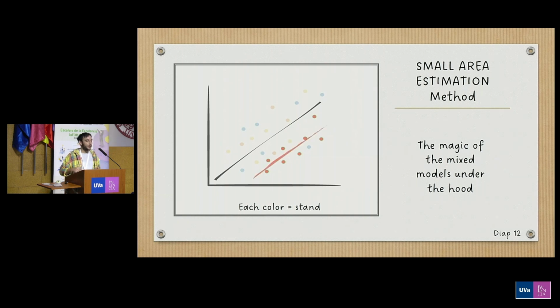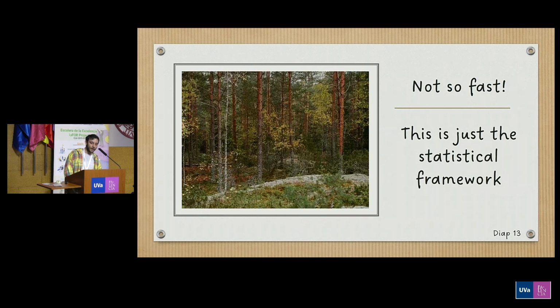So what the mixed models basically do, and that is the magic of the mixed models, is they calibrate a model for each stand, we could say a submodel for each stand. So we are going to get unbiased and more accurate information for each stand. Okay, but now not so fast, brainies.